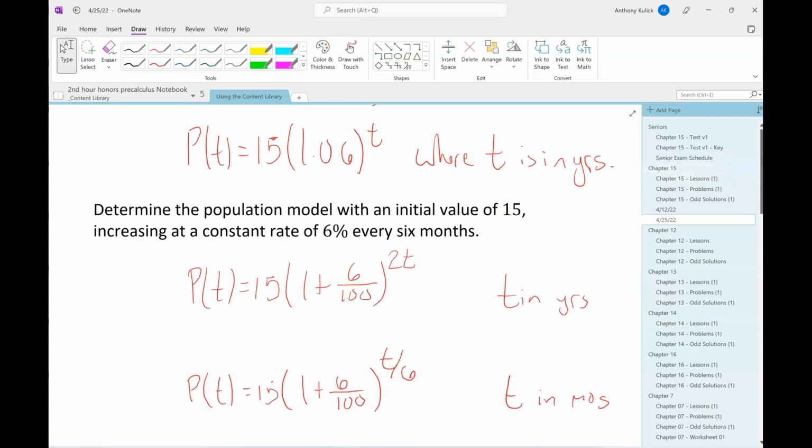Everybody feel good on writing these? This is the trickiest piece, when we give you a non-standard length of time or whatever.